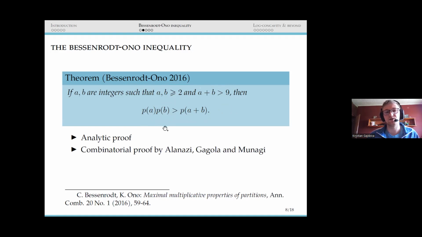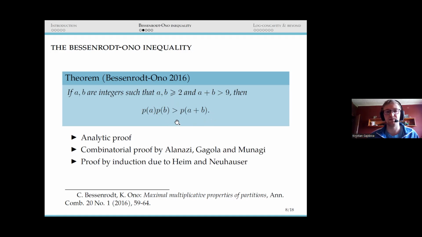And there is also a proof by induction on A and B by Heim and Neuhauser. And actually, the theorem of Bessenrodt and Ono initiated a great deal of research related to discovering similar inequalities for other variations of the partition function, in particular for the restricted partition function. And that was the goal I wanted to achieve.